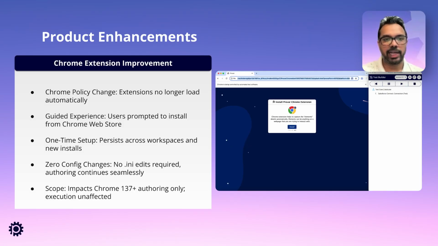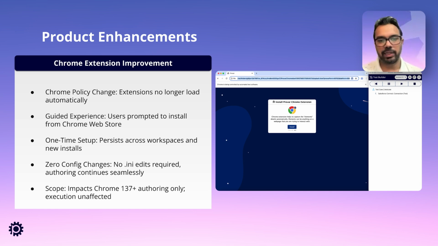As a part of product enhancements, the first item in the list is the Chrome extension loading experience. Recently, Chrome released version 137, and with this they have changed the security policy of loading extensions. They are not allowing any third-party application to load the extension by default. So Provar used to load the extension by default when you launched the browser. Now it does not allow that. That is a restriction made from the Google side.